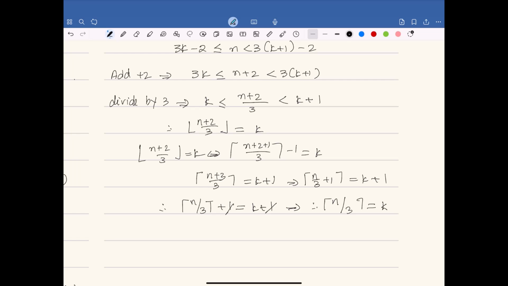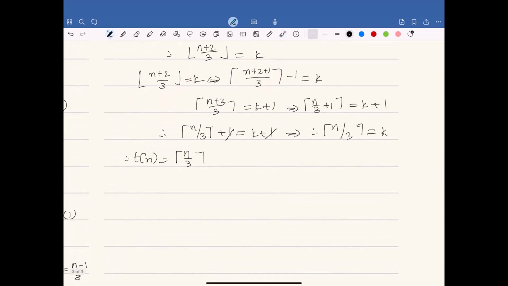Now substitute into formula 1. So Tn is equal to ceiling of n over 3. Now we will find the same answer by relaxing the condition as we discussed before, without going through the conversion from floor to ceiling. This can be done as follows. We have the condition 3k minus 2 less than or equal to n, and this is equivalent to, because we have integer n and integer k, 3k minus 3 less than n. So we subtracted 1 from this side and removed the equal sign from the inequality.